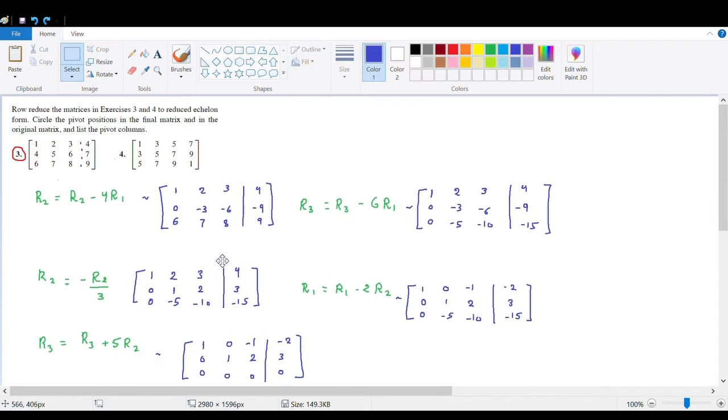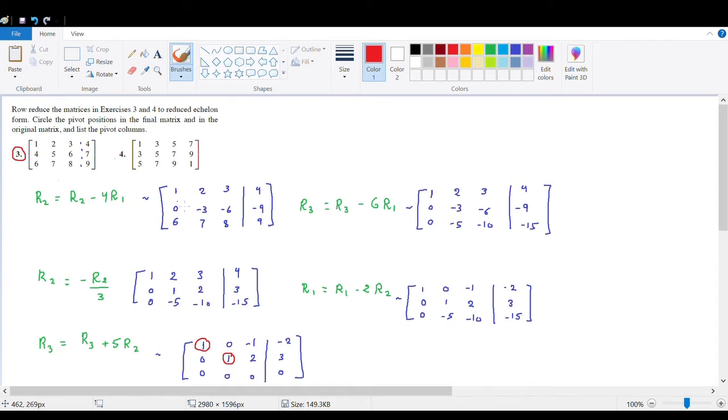So this is after doing row operations. We changed row 2, here we change row 3, then row 2, row 1, and row 3. So the final result is this one. So we need to circle the pivot positions in the final matrix. So this is a pivot position. And here we have another pivot position. We only have two pivot positions in the final matrix.